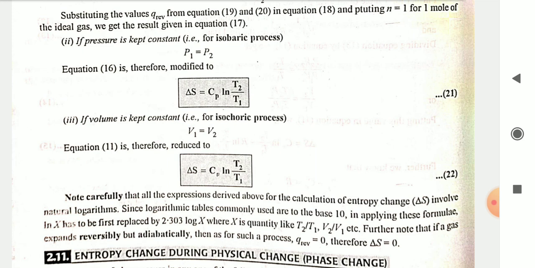Note carefully that all the expressions derived above for the calculation of entropy change, delta S, involve the natural logarithm. Since logarithm tables commonly used are to the base 10, in applying this formula, ln x has to be first replaced by 2.303 log x, where x is the quantity like T2 upon T1, V2 upon V1, etc. Further, note that if a gas expands reversibly but adiabatically, then for such a process Q reversible is equal to 0. Therefore, delta S is equal to 0.